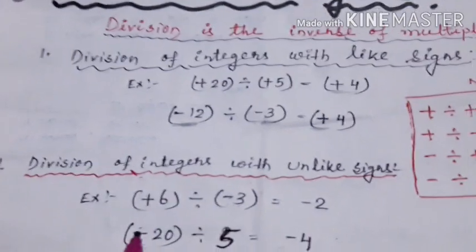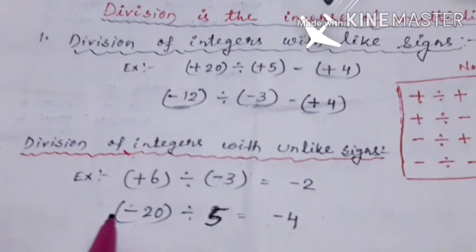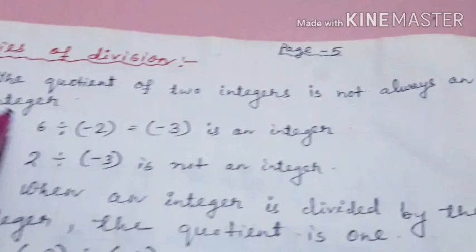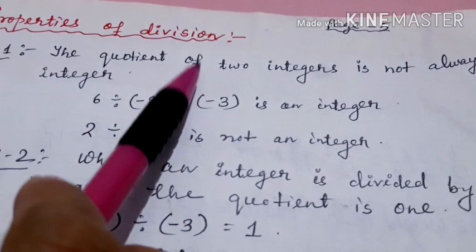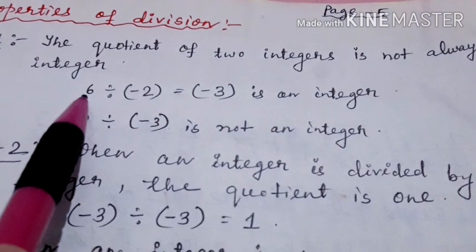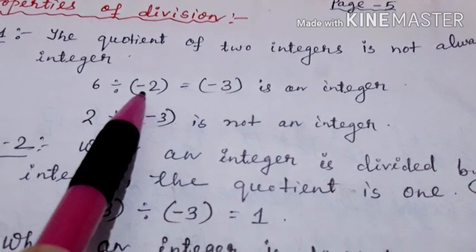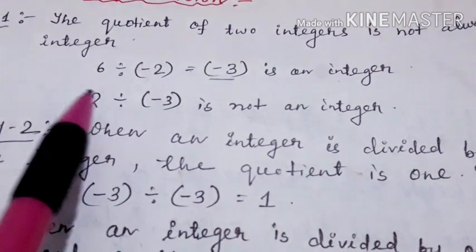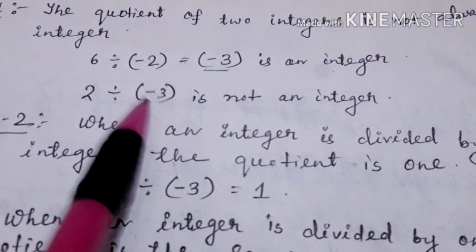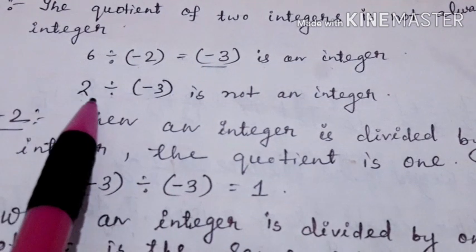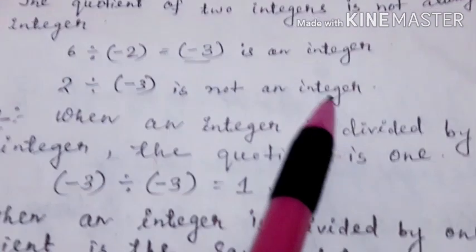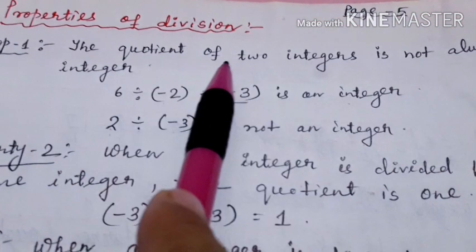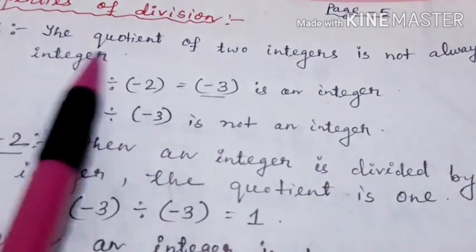Okay. Now go to the properties of division. Property 1. The quotient of two integers is not always an integer. Suppose I take one example, 6 divided by minus 2, which is equal to minus 3. Minus 3 is an integer. But 2 divided by minus 3, you can't divide it evenly, it will give you a decimal, which is not an integer. That's why property 1 says the quotient of two integers is not always an integer.